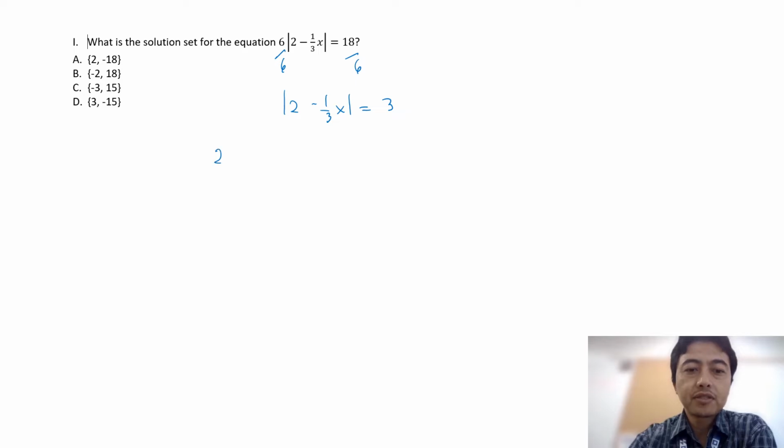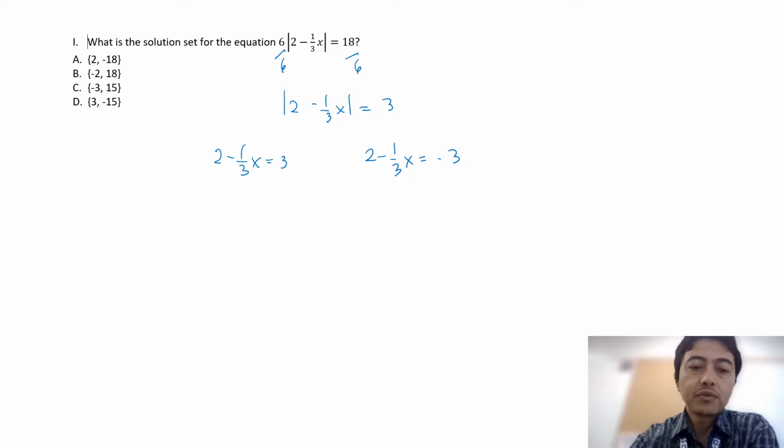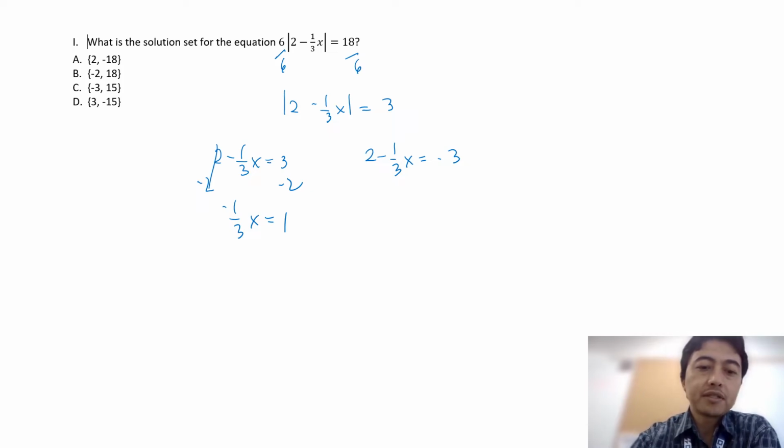Create the two equations: 2 minus 1/3 x equals 3, and the other one, 2 minus 1/3 x equals negative 3. Then we solve. So take away 2. We'll have negative 1/3 x is equal to 1. And then again, to eliminate the fraction, we can divide it by the fraction or just multiply by the reciprocal. So the reciprocal of this is negative 3 over 1.